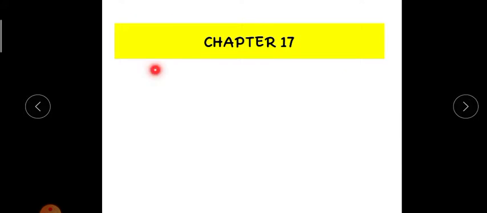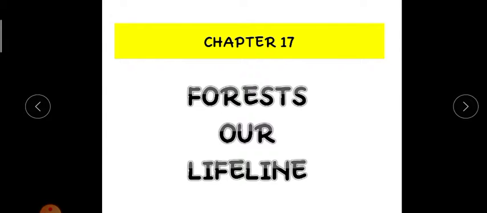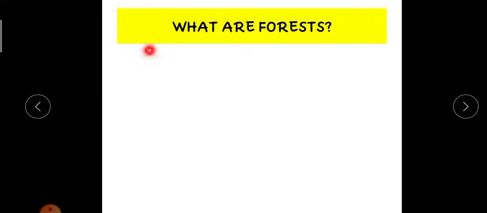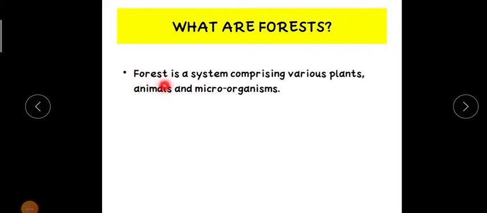Children, today we are going to discuss chapter 17 of our science textbook, that is Forests Our Lifeline. Do you know what forests are? If I say forest, what do you mean by forest? A forest is a system comprising various plants, animals and microorganisms. It is a system in which you will find many types of plants, animals and microorganisms.